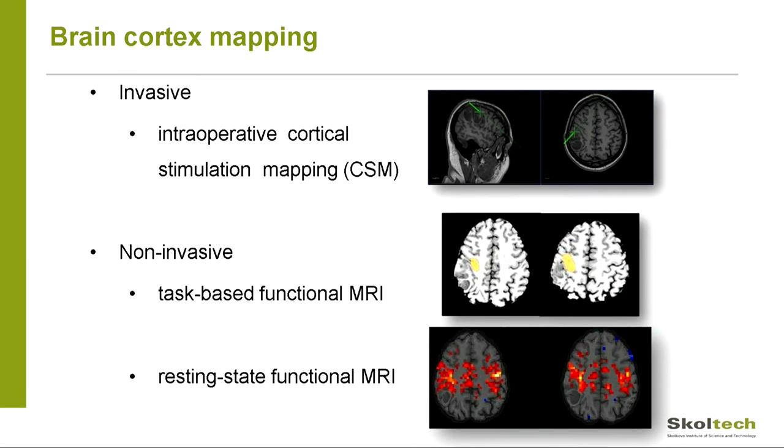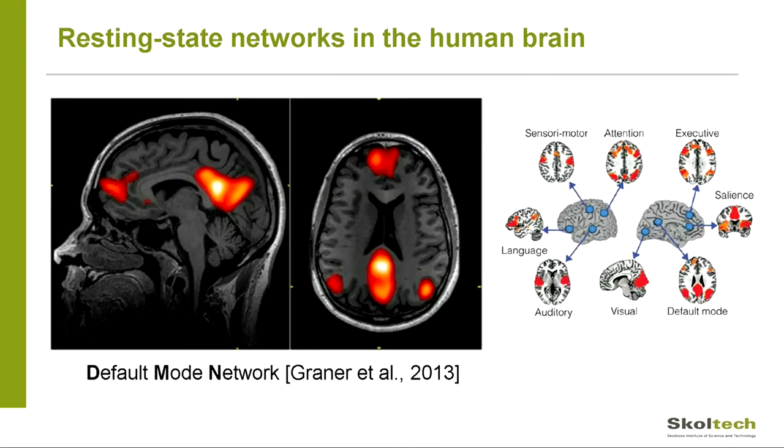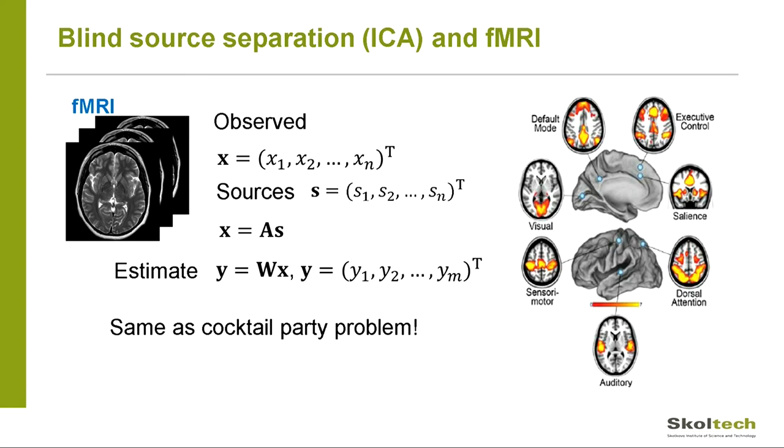So we tried to do it with the help of resting state functional MRI, and the result that we obtained showed that it's somehow possible. Why is it possible? Because of the existence of resting state networks in the human brain, which reflect a brain functional architecture, also when a person is not doing anything. The problem here is how to find a specific network and to precisely localize the areas which correspond to, for example, a language task. And the point here is that it's possible to impose a couple of constraints on the ICA procedure.